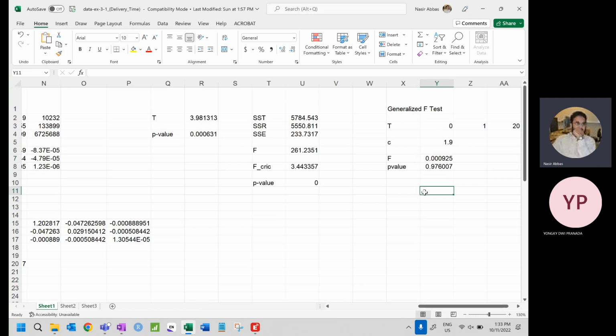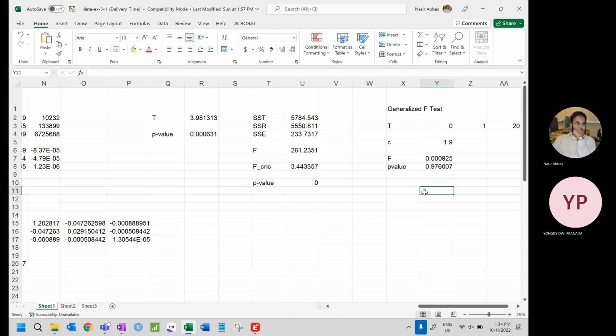Look at the value of F. We were expecting it to be close to 0 and we got close to 0. Look at the p-value. We were expecting it to be high and it is high. Why? Because the constraint seems true according to the data. According to the data, the constraint seems true and B1 plus 20 B2 is actually equal to 1.9 something. So the data are favoring the constraint.